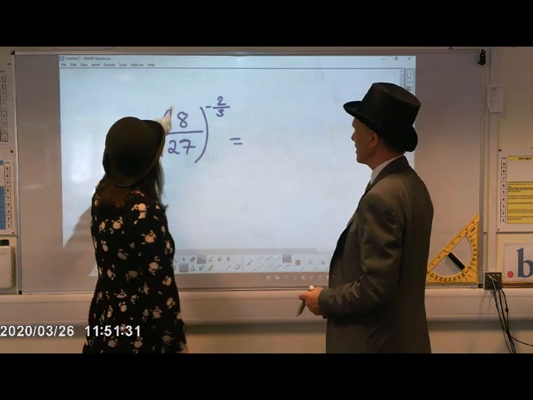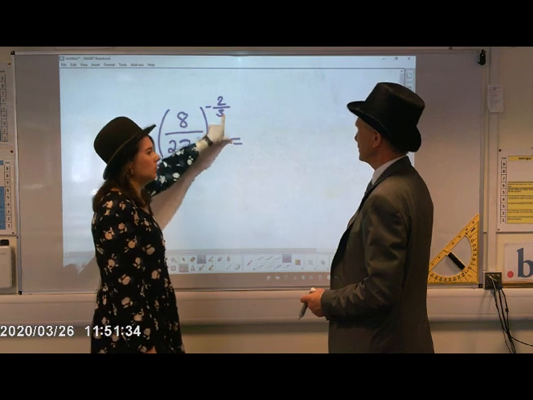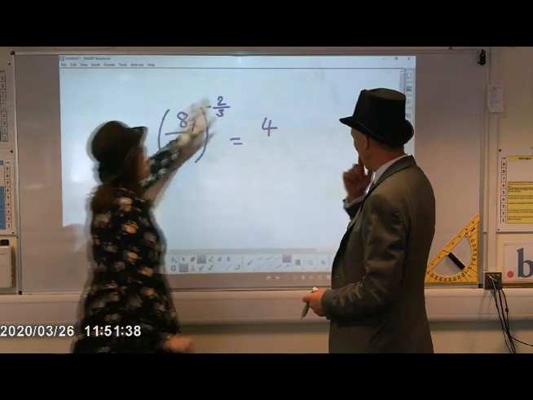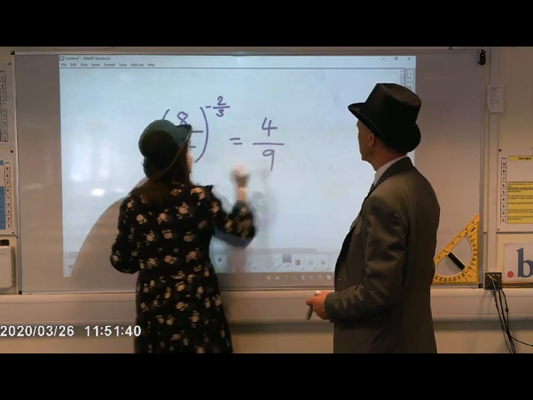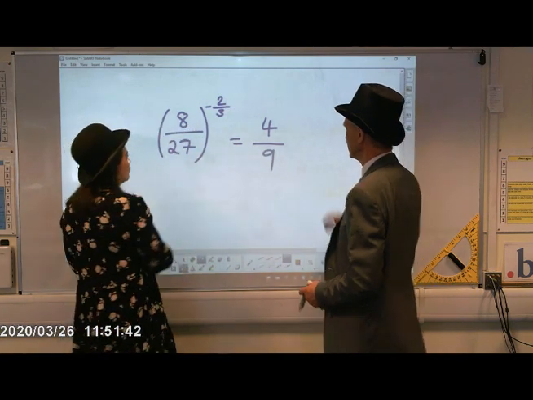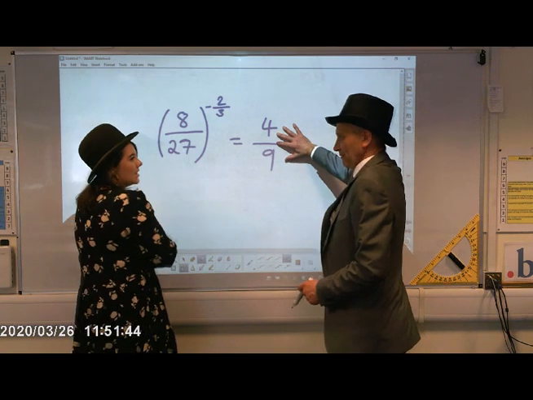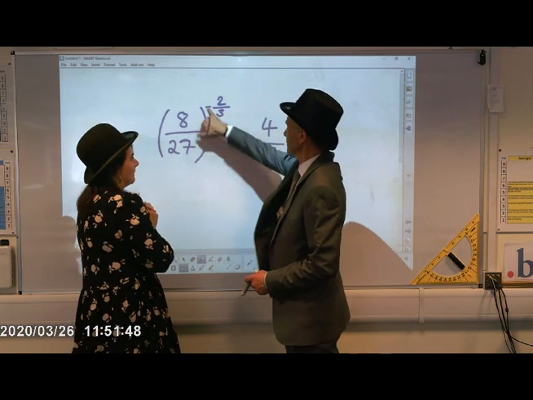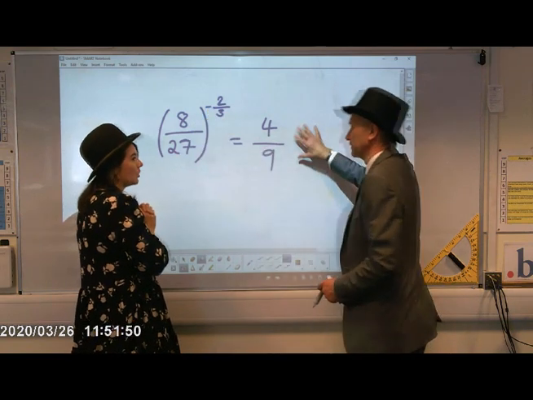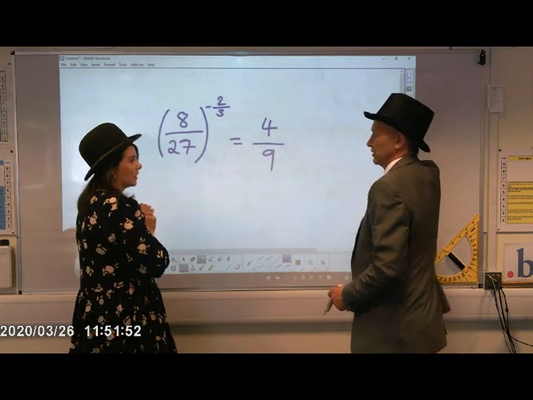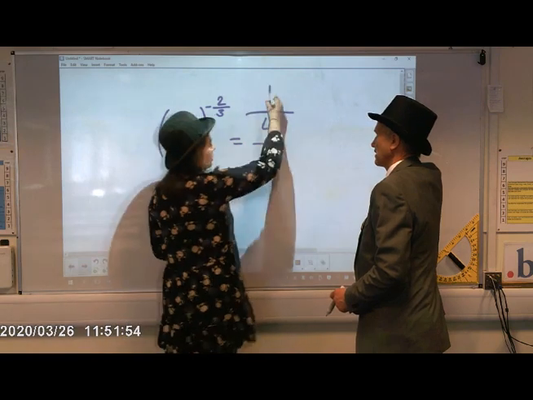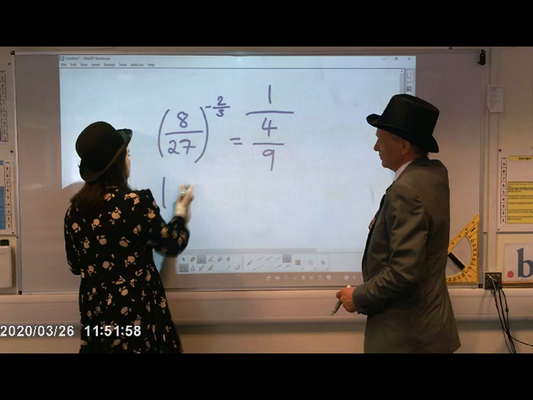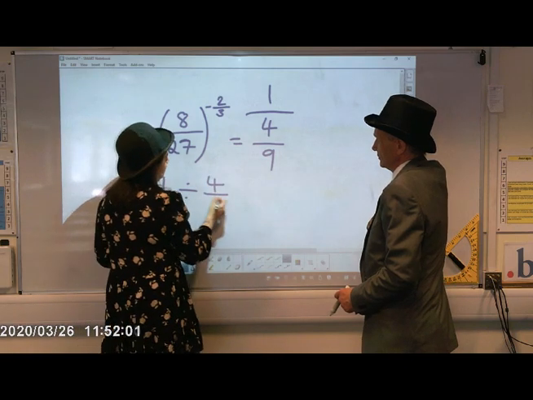Step by step. 8 cube rooted is 2, and 2 squared is 4. 27 cube rooted is 3, and 3 squared is 9. Now, this is the beautiful maths. This is the reciprocal, because we haven't dealt with that negative yet. The reciprocal of a fraction. You can't have a triple layered fraction, but what I do have is 1 divided by 4 over 9.